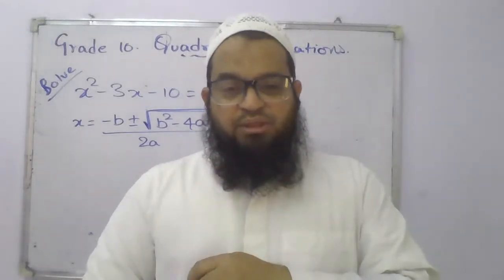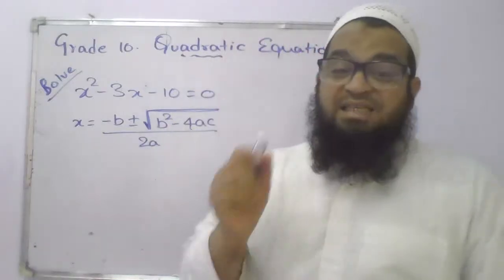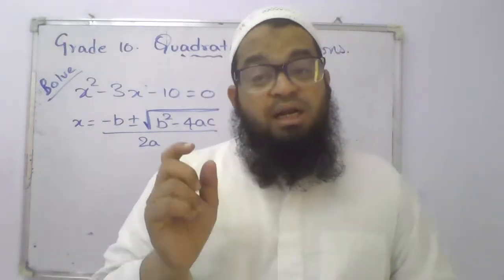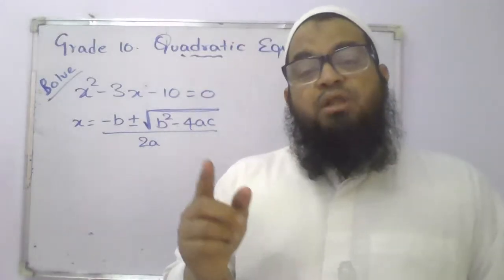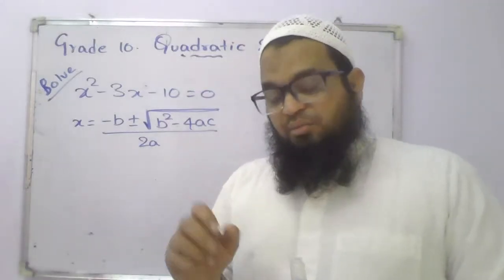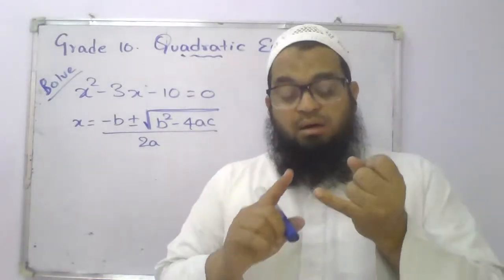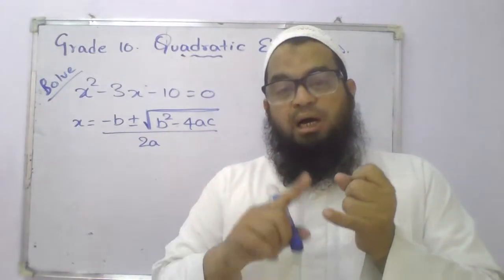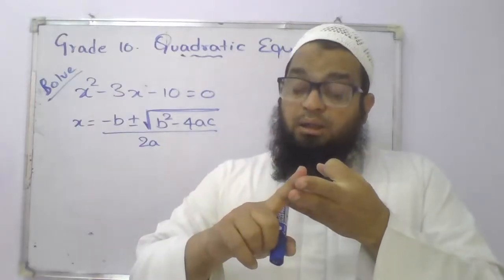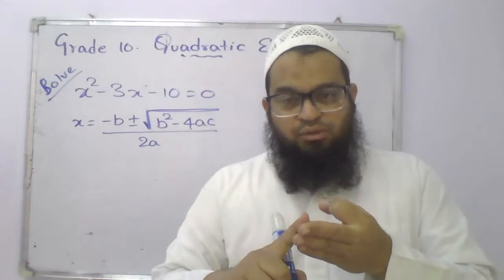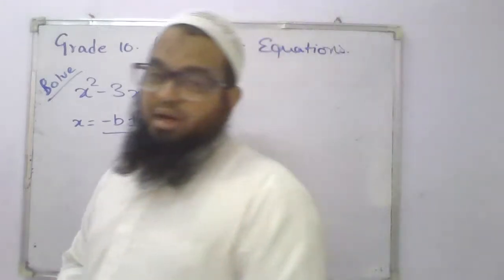We have studied that in number systems. But if you get b square minus 4ac as negative, that means it is not real. So they are not real roots. So using this b square minus 4ac, we can know whether the roots are real and distinct, real and equal, or not real. Understood, my dear students? That is why b square minus 4ac is called the discriminant.